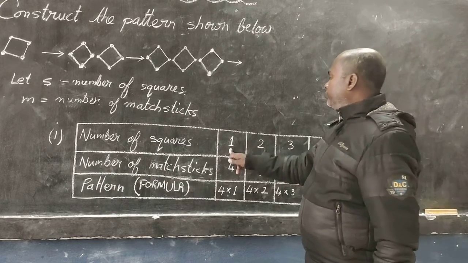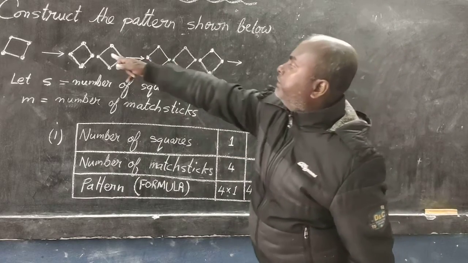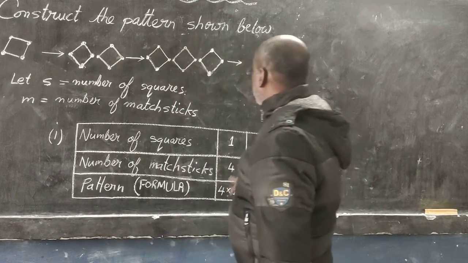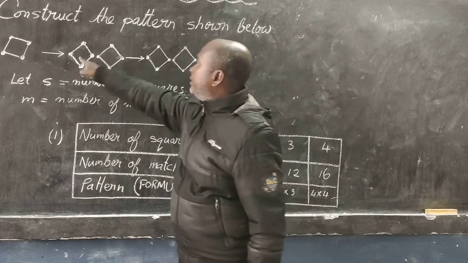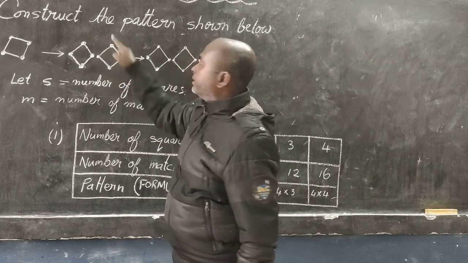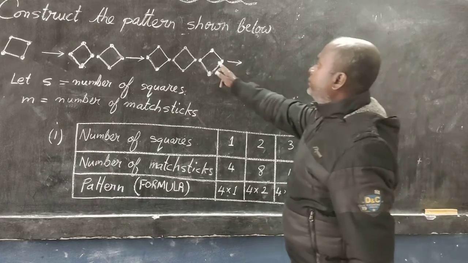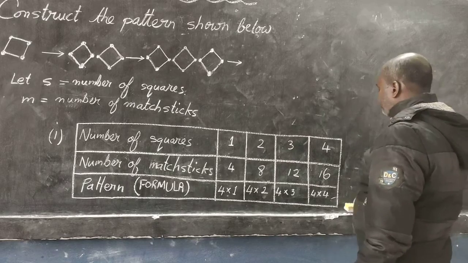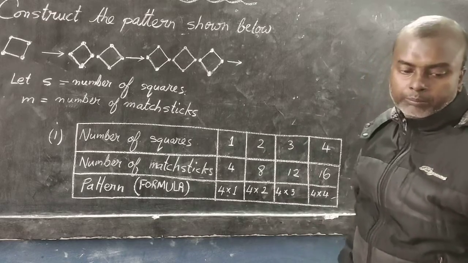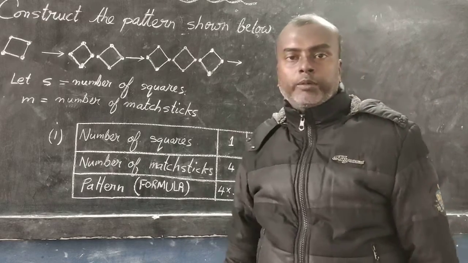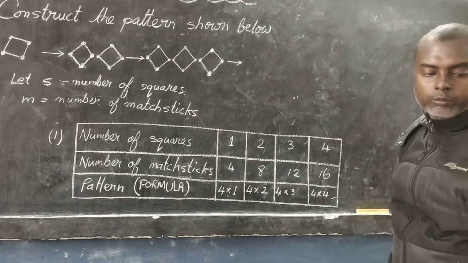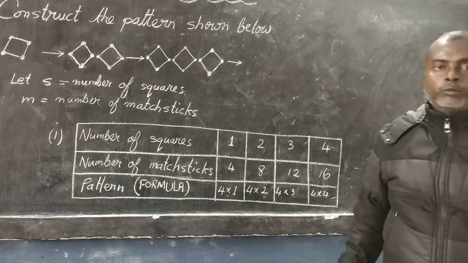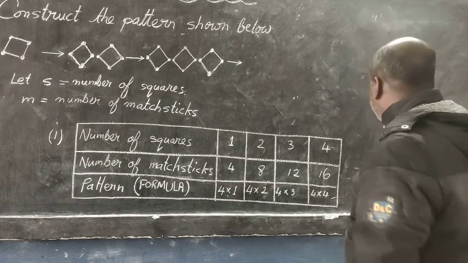See? For 1 square, 4 matchsticks. 1, 2, 3, 4. For 2 squares, 1, 2, 3, 4, 5, 6, 7, 8, 8 matchsticks. For 3 squares, we have 12 matchsticks. So, how many will be there for the next? You can see in your book, it's given blank. I have actually solved and filled this table. But in your book, you will see this one and this one is empty. We have to actually calculate how many matchsticks we will need.